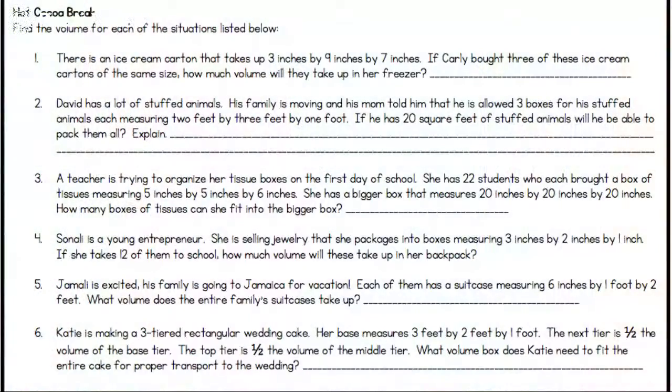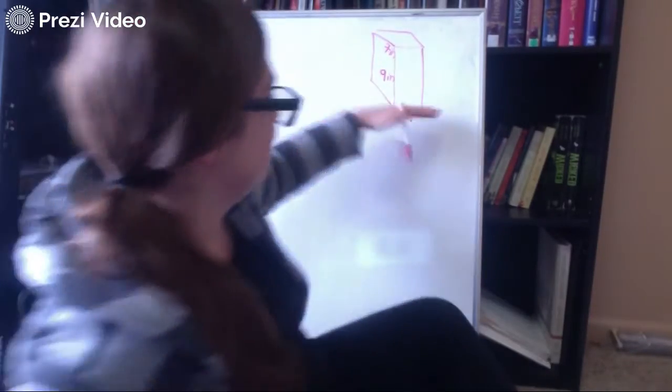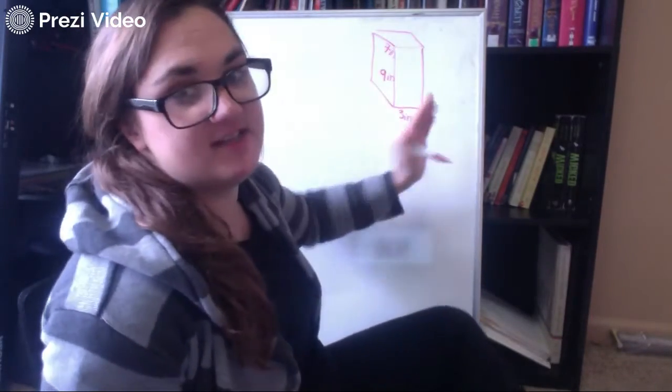So up to you. The first one says there's an ice cream carton that takes up 3 inches by 9 inches by 7 inches. So I'm going to draw that. 3 inches by 9 inches by 7 inches. Let's see if I did that correctly. Yay! So we have 3 inches by 7 inches by 9 inches, essentially, okay?